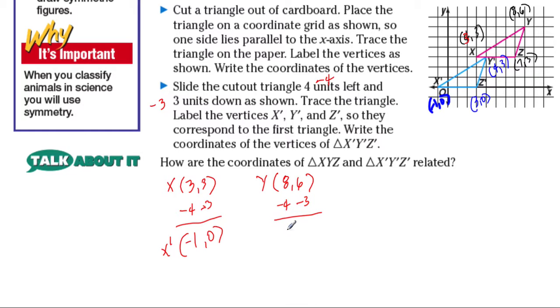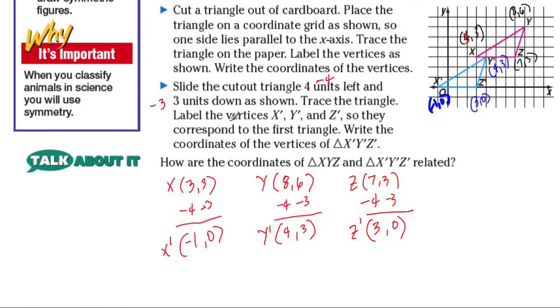So this becomes now 4 and 3. And that's what our y prime is. And finally, our point z, which is 7, 3. We moved it 4 units to the left and 3 units down. We end up with 3 and 0. Very much the same as our z prime.